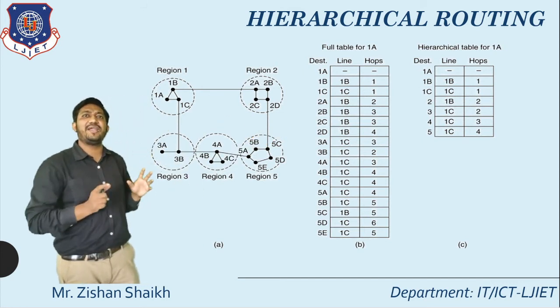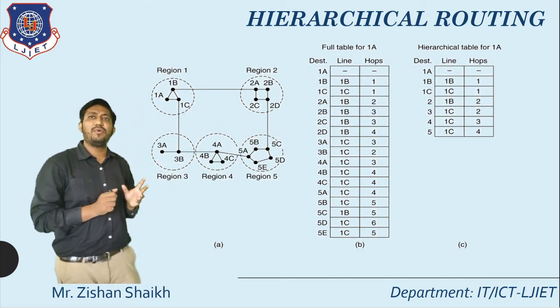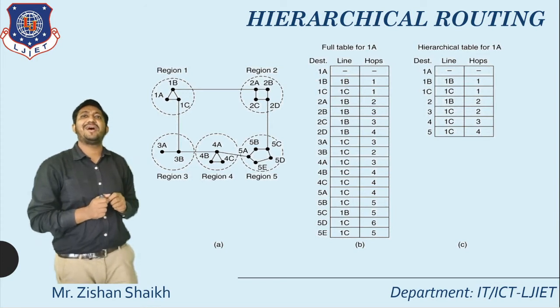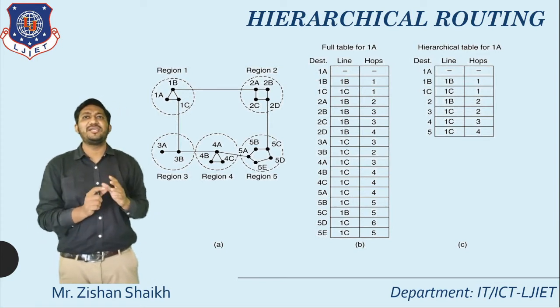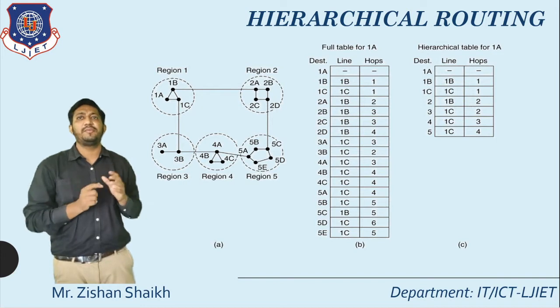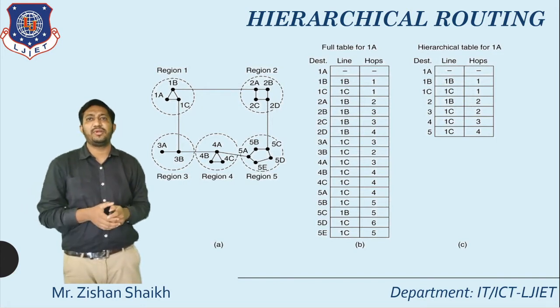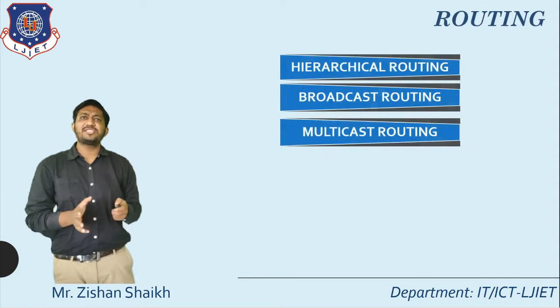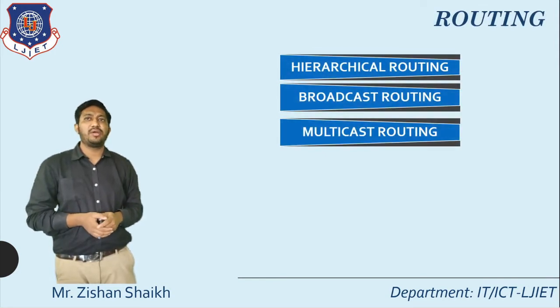So this is the basic idea of how we can calculate the number of hops and intermediate links for our hierarchical routing. Hierarchical routing considers both intra-domain and inter-domain terminology. Now the next algorithm is all about broadcast routing algorithms.